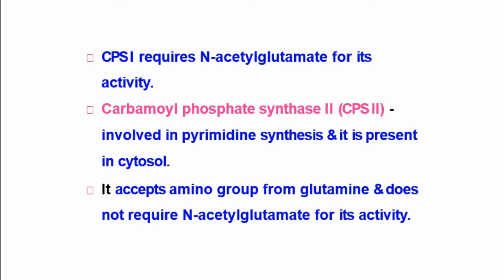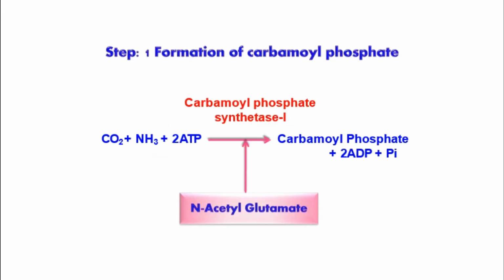Please keep in mind that there is another enzyme called carbamoyl phosphate synthetase 2. Don't get confused between CPS1 and CPS2, because CPS2 is mainly involved in pyrimidine synthesis. They are found in cytosol. Their role is to accept the amino group from glutamine, and they do not require N-acetyl glutamate for their activity. So please know the difference between CPS1 and CPS2 enzymes.